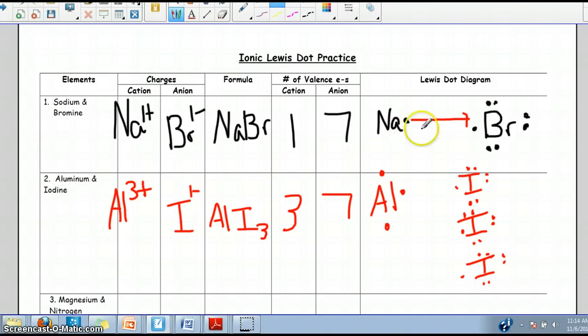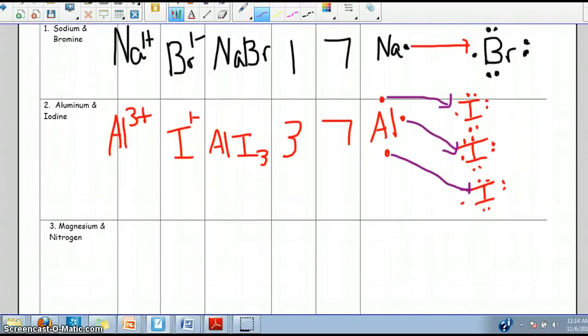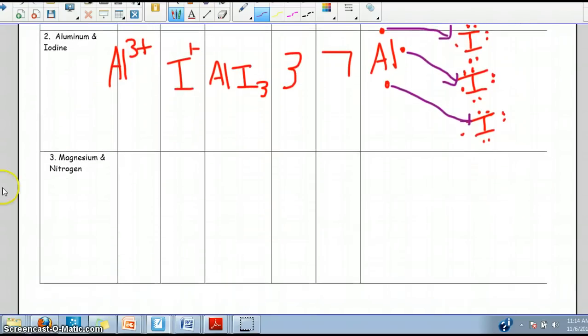All right, there we go. All right, so we know that our cations are our givers. Okay, so they're going to give these 3 electrons, and we know that each of these iodines is lacking 1 electron to be that magic number of 8. Okay, so each of these is going to go like so. So aluminum will give 1 of its valence electrons to each iodine. Okay, so now these all have 8. And everybody's happy.